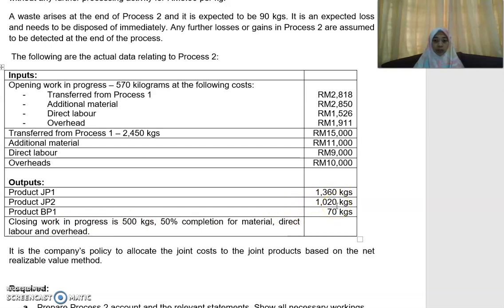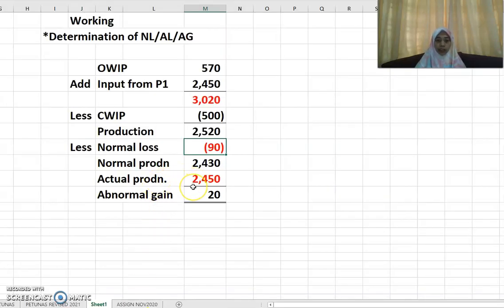plus 1020. Okay, so add all your output. This one gives you 2450. So that 2450 is your actual production. Therefore, you compare your normal production, which is 2430, and your actual production, which is more than what you expected. So your actual production is 2450. Therefore, you have an abnormal gain of 20.